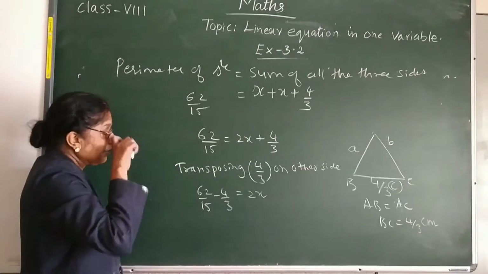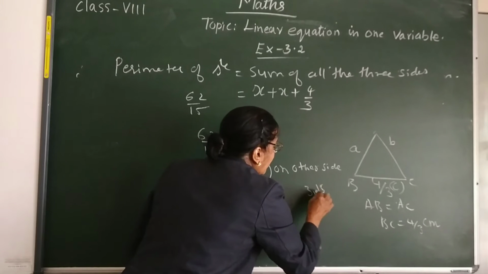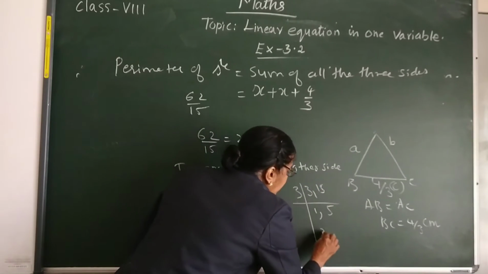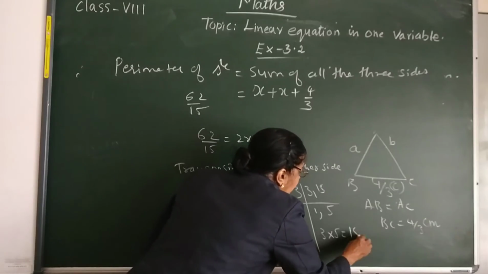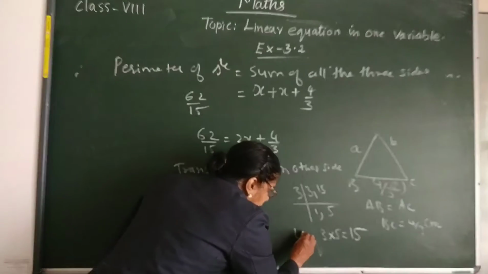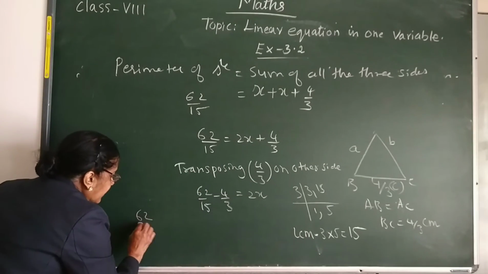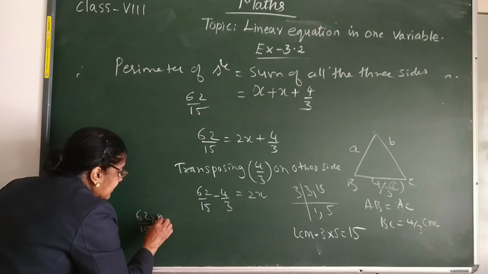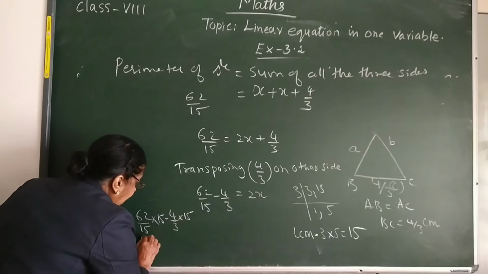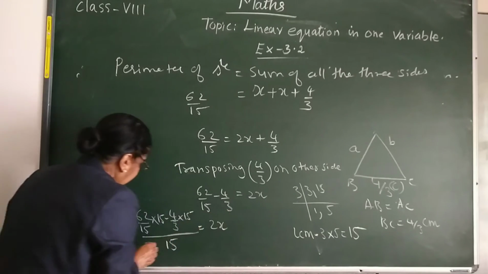Here we have to take the LCM because the denominators are not the same. 3 and 15, let us find out what the LCM is. 3 1s are 3, 3 5s are 15. So 3 into 5 is equal to 15. So the LCM is how much? 15. So this is your LCM. So we take the LCM now. What do we have to do? Take the first fraction, multiply with the LCM. Take the second fraction, multiply with the LCM, and the LCM will become the denominator, is equal to 2x.